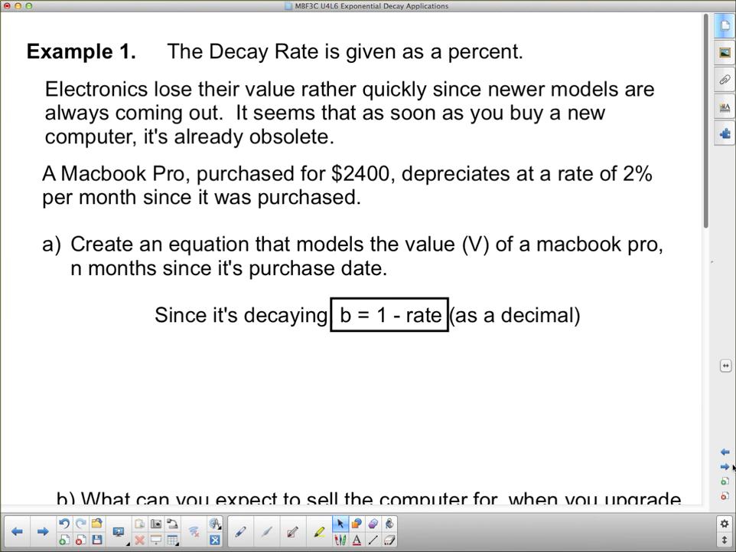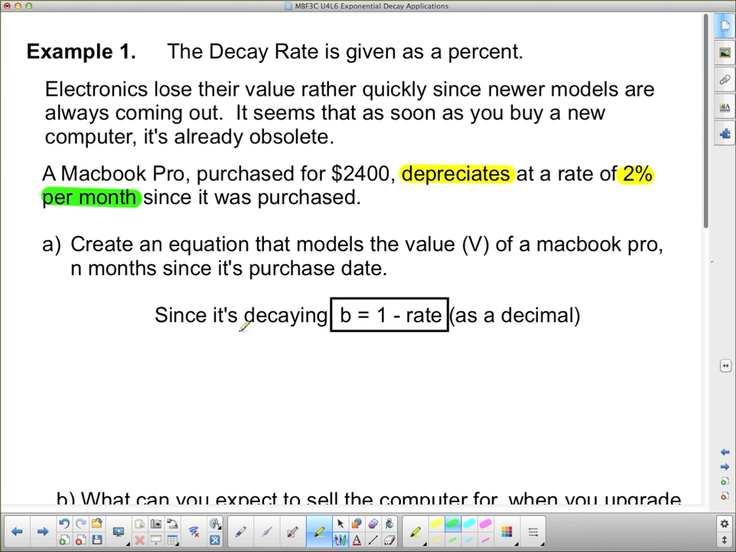So example number 1, the decay rate is given as a percent. Electronics lose their value rather quickly since newer models are always coming out. It seems that as soon as you buy a new computer, it's already obsolete. So here's a situation where a MacBook Pro is purchased for $2,400 and it depreciates, there's that word I told you I was going to use, at a rate of 2% per month. Now that's important too. This is given to us on a monthly basis since it was purchased. Create an equation that models the value V of a MacBook Pro n months since its purchase date.